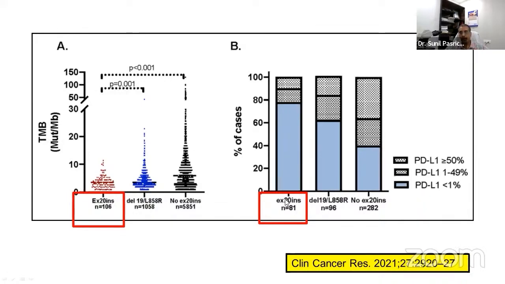So if you see this exon 20 insertion category, they found a very strong association with the proportion of the patients having PDL1 negative. The blue bar is showing the PDL1 less than 1%. So the maximum patients were having PDL1 negative in this exon 20 insertion mutation category as compared to the category in which no exon 20 insertion was seen.